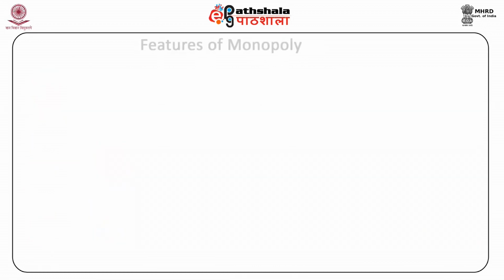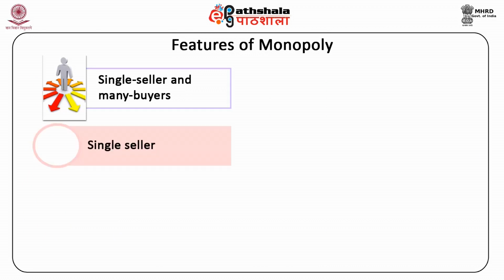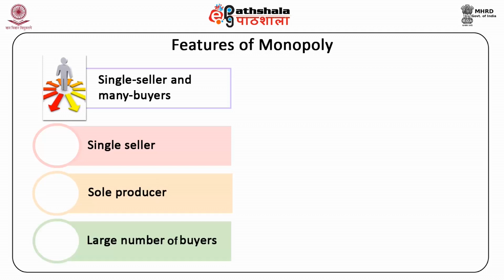Let us know about the features of monopoly. First, single seller and many buyers. Under monopoly, there is a single seller. He is the sole producer of the commodity. But there exists a large number of buyers under this market as well.